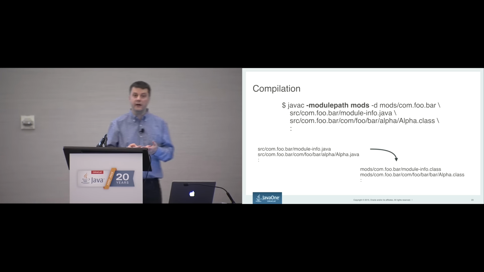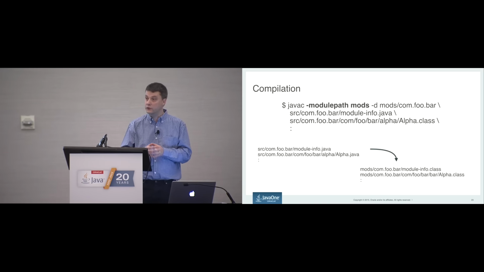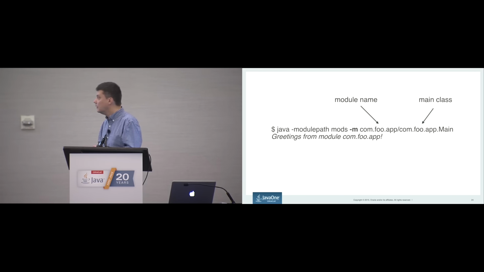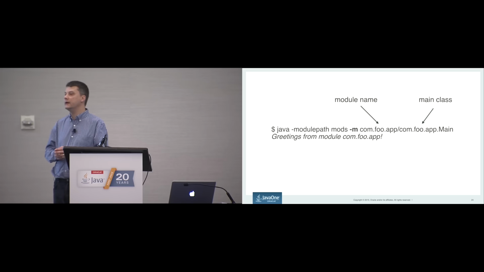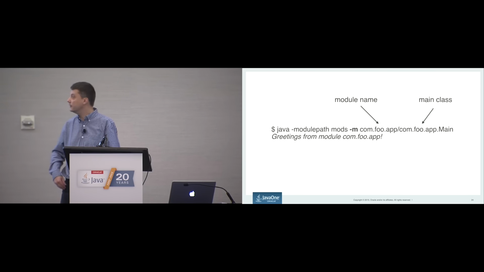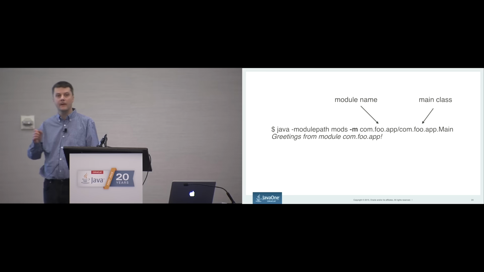Now I'm going to move on. I've got my modules compiled. Let me see how I'm going to run them. Okay, here we have a new command line option, -m, to give it the main module or initial module. This looks a little bit complicated. We'll simplify this as we go through some of the other slides. For now, just bear with me.